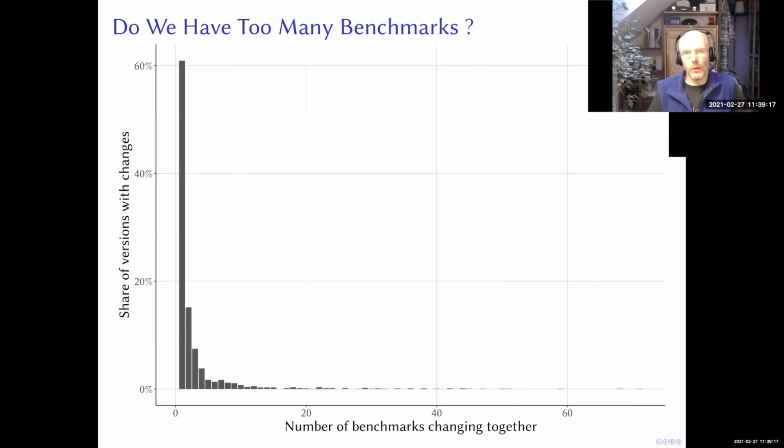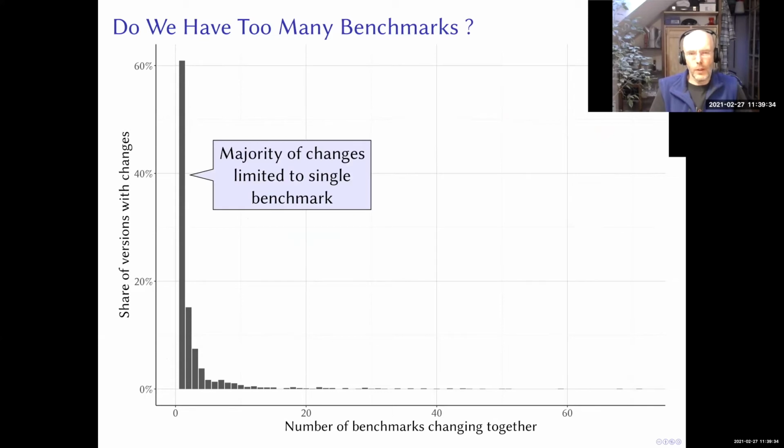The other question we might want to ask ourselves is, do we have too many benchmarks or too few perhaps? So this is a graph where we see how many benchmarks change together in a particular commit. So we see that if we take commits where some benchmark has changed, in more than 60% of the cases, it was just that single benchmark and no other benchmark. So the majority of changes really are limited to single benchmarks. For me, that's a bit of an indication of the fact that we don't really have too many benchmarks. We have perhaps too few, because I would expect more benchmarks to react together.